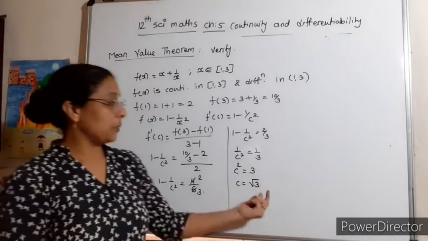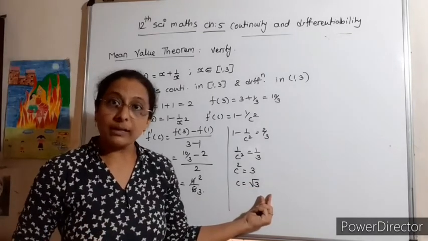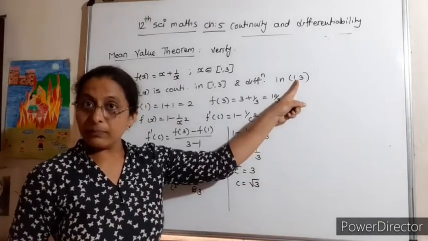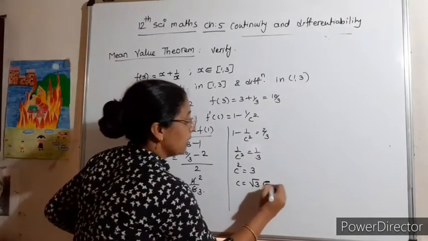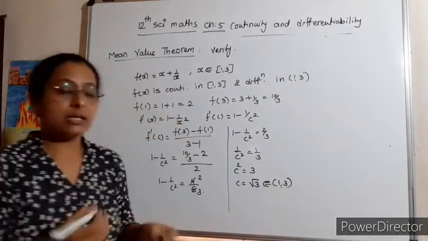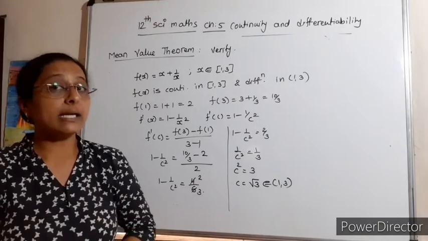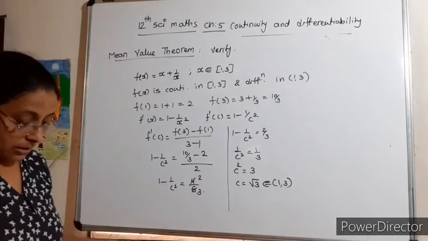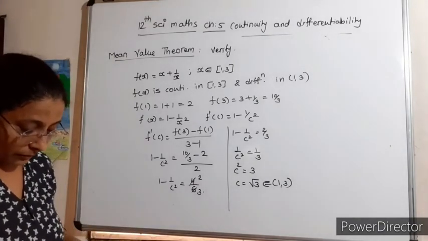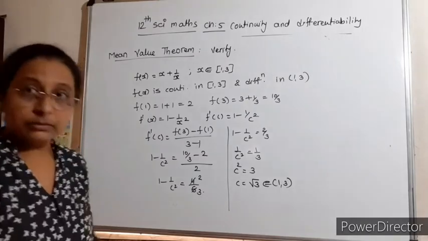Root 3 की value 1.73 है. Approximate we know that. And that belongs to (1, 3). Right? So we can say that it belongs to (1, 3). Minus root 3 आएगा नहीं. So we will not take it. Right? So that here is given. Okay.